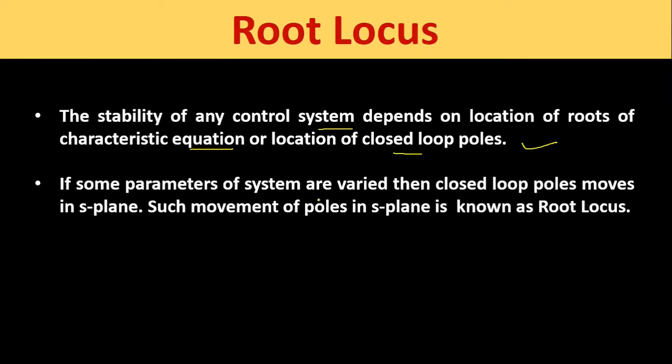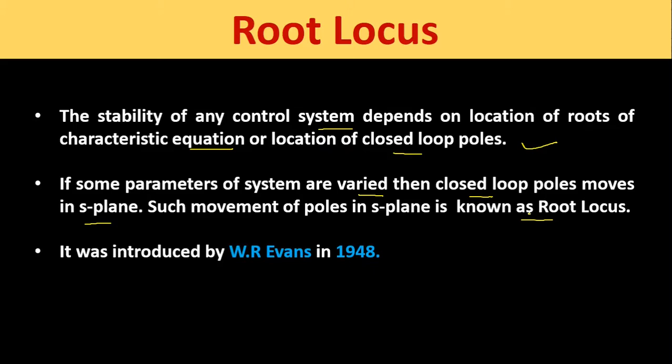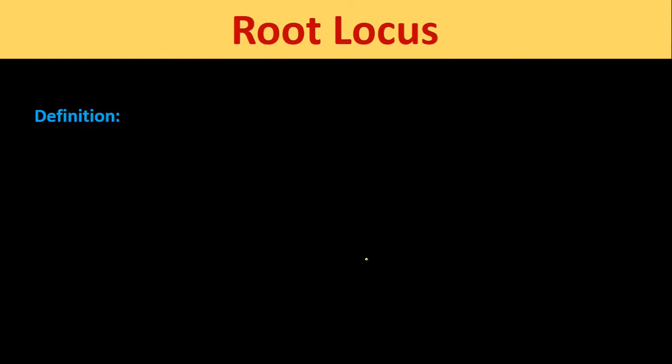If some parameters of the system are varied, then these closed loop poles move in S-plane, because these closed loop poles also vary if some parameters of the system are varied. So such movement of poles in S-plane is known as root locus. This root locus method was introduced by W.R. Evans in 1948.